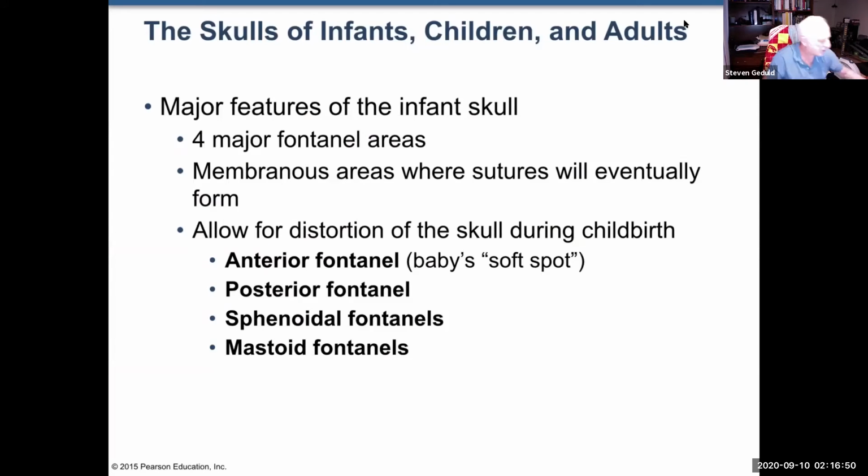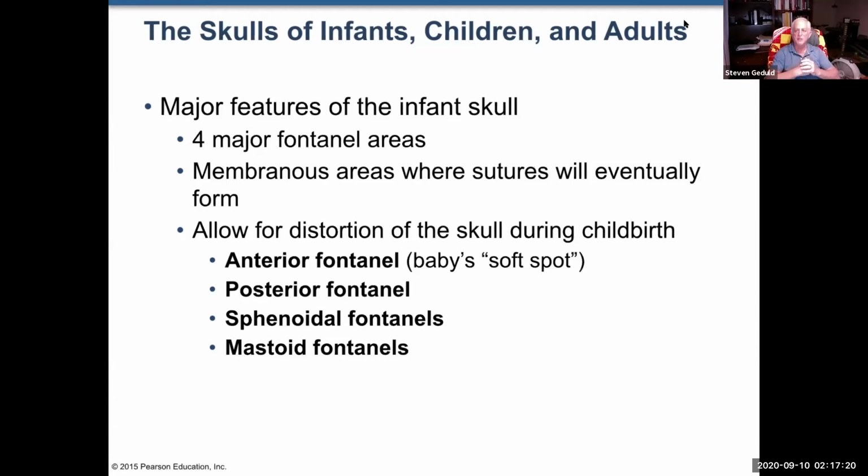All right, the infant skull. When we talked about the skull, we talked about those areas with the sutures. Every one of those sutures is where bone has formed and then grown together. In the infant skull, you have 4 major fontanelle areas. A fontanelle is an area where the bones have not ossified and come together. So they're membranous areas where sutures will eventually form.